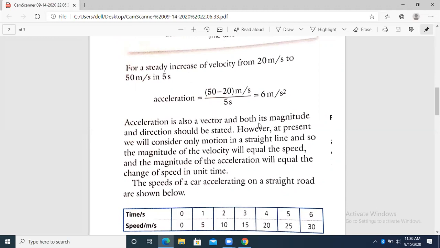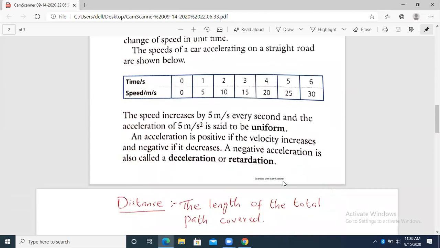Velocity is a vector, and both its magnitude and direction should be stated. However, at present we will consider only motion in a straight line, so the magnitude of the velocity equals the speed, and the magnitude of the acceleration equals the change of speed in unit time. The speed of a car accelerating on a straight road is shown below, with time and speed given. When time increases, speed also increases by 5 meters per second every second. Firstly at rest, after 1 second it is 5 meters per second, then after 2 seconds 10, each second an increase of 5.